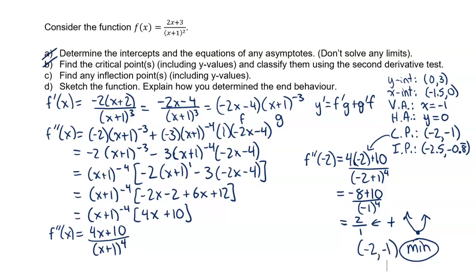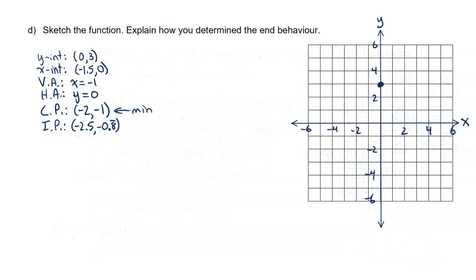So now let's take this information and go to the graph and start putting some of these things on the graph. So our y-intercept is right there at 0, 3. Our x-intercept is at negative 1.5 and 0. We have a vertical asymptote at x equals negative 1. And we have a horizontal asymptote at y equals 0. So that means that the horizontal asymptote is going to be crossed there at that x-intercept. We also know that there's a critical point at negative 2, negative 1. And this is going to be a minimum. And then we have an inflection point at negative 2.5 and negative 0.8. So right about somewhere in there is our inflection point.